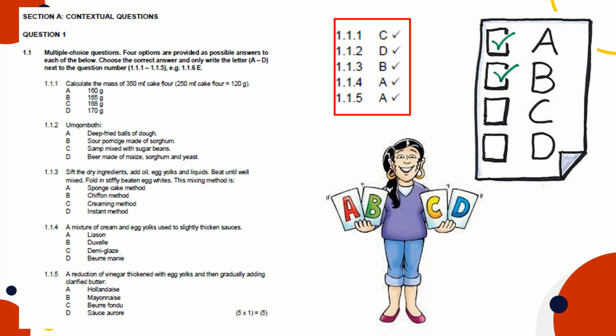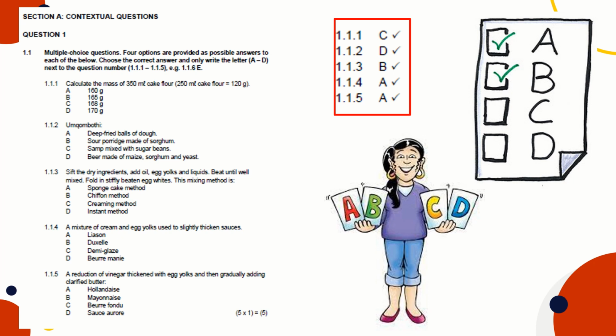1.1.4, a mixture of cream and egg yolks used to slightly thicken sauces. To be able to answer this question, you need to know what agents can be used to thicken sauces. And in the case of this question, where cream and egg yolks have been used, the correct answer is A, a liaison.